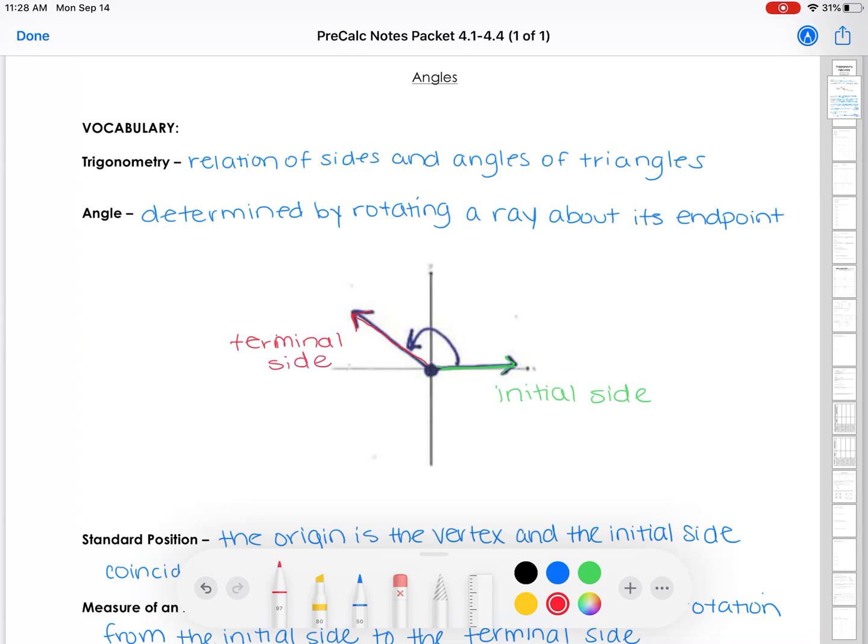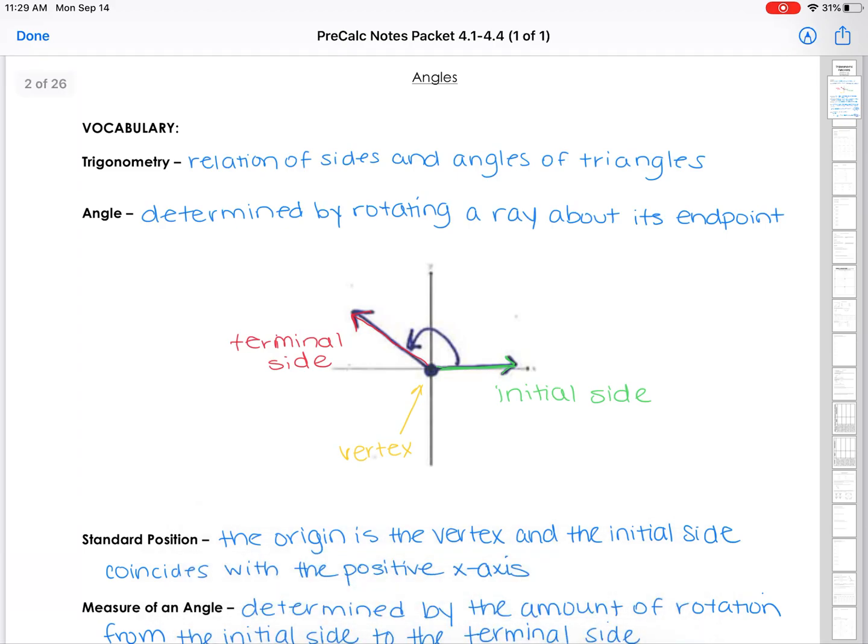And then we want to make sure that we are also including that arched arrow that we had discussed in class to make sure we know which way we are going from initial to terminal. So this is showing a positive angle because it is going up, but there's also negative angles. And we also see that we have a vertex, and that's that point right there on the origin. So it's our vertex of our angle.